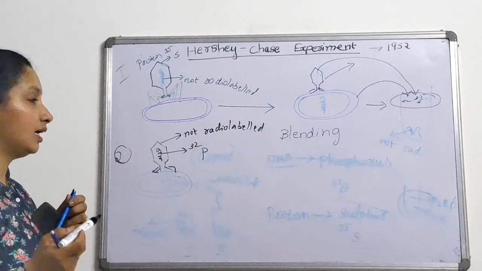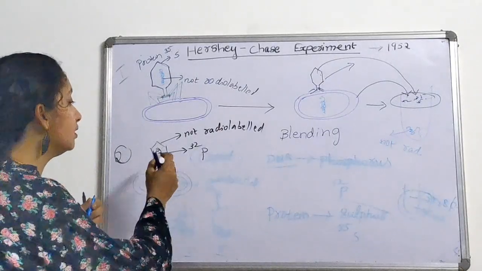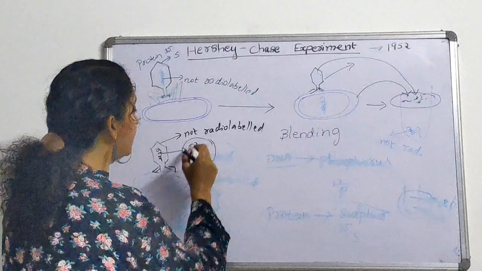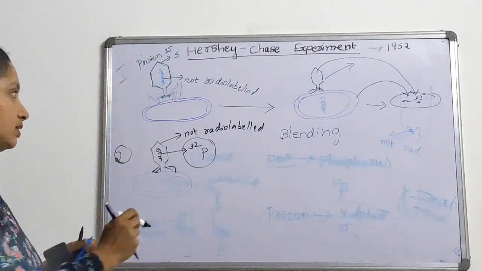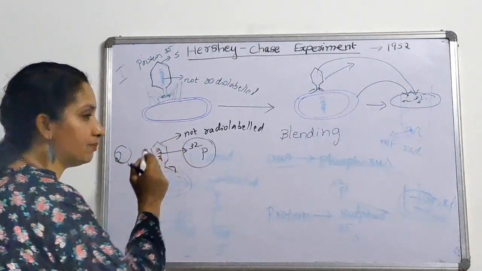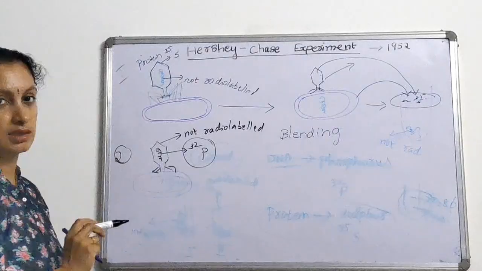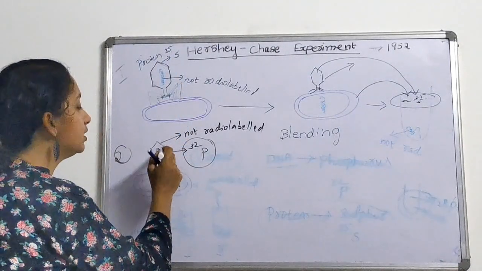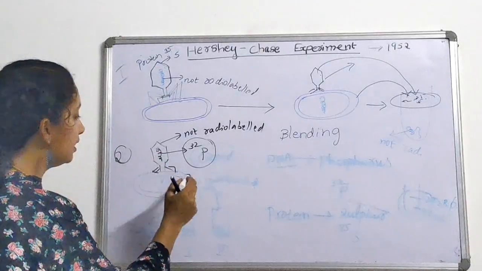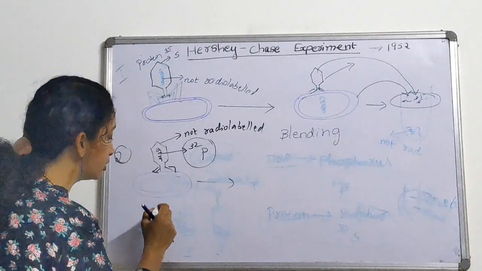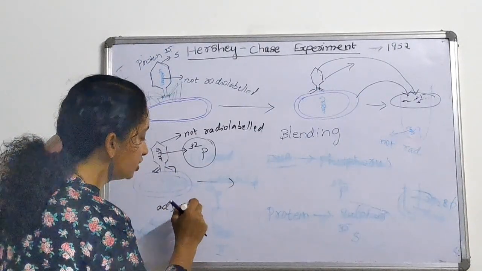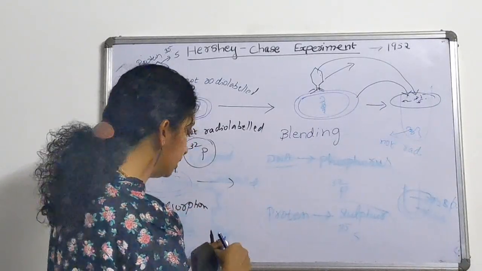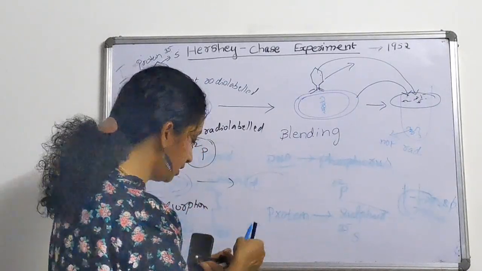So while making the DNA, the phosphorus 32 was taken up. The radioactivity is seen in the genetic material, not in the capsid as in the first case. In the first case, it was the radio-labeled capsid. Here it is the radio-labeled genetic material, and the same process continues: adsorption or infection, then blending. The same blending will happen here.